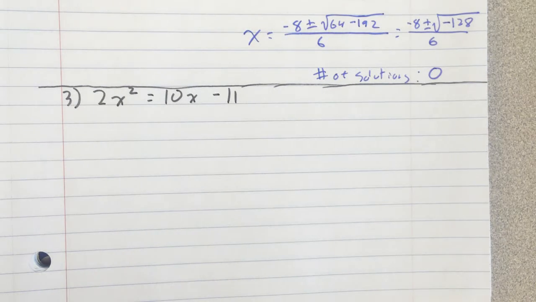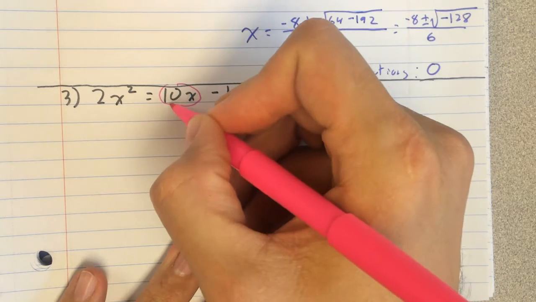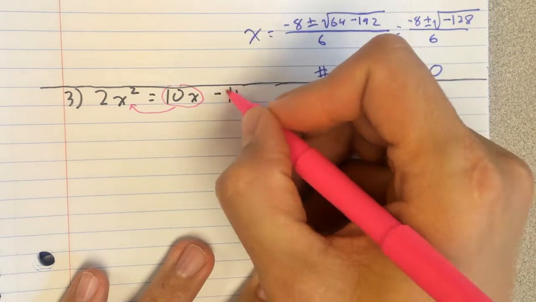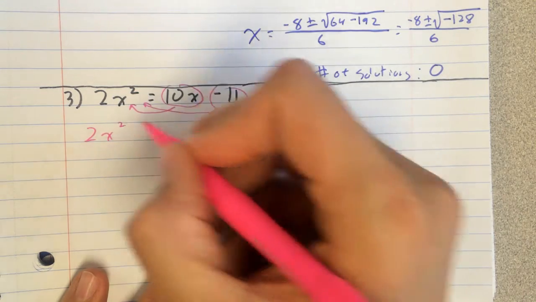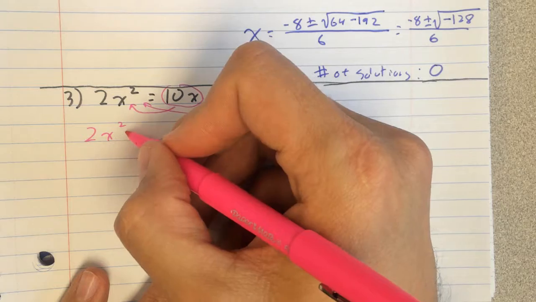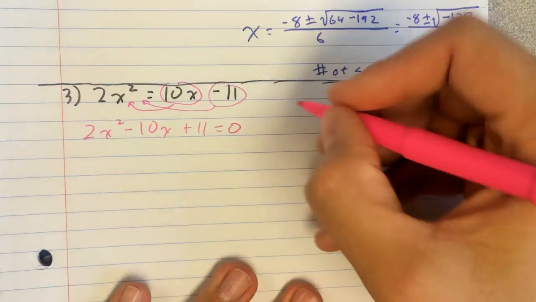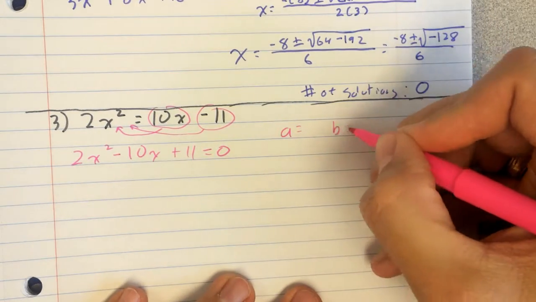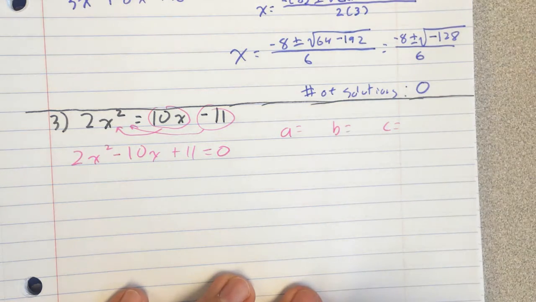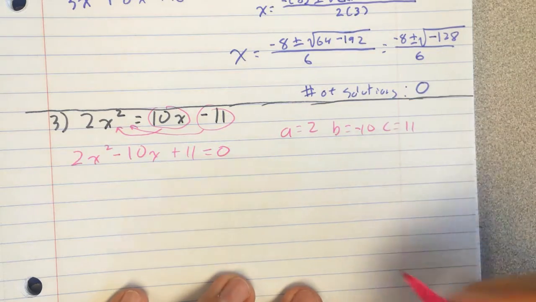Last example we're going to do is this one right here. First thing we need to do, make sure we have standard form. That needs to go there, and this one needs to come across there. Standard form will be 2x squared minus 10x plus 11, and that's going to equal 0. If I'm going to write out A, B, and C at this point, I will have 2, -10, and 11.